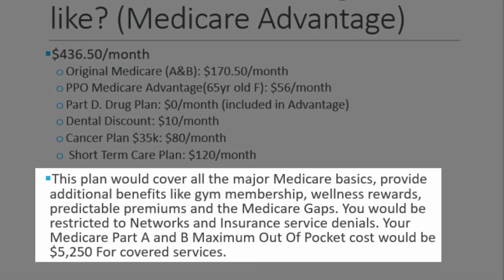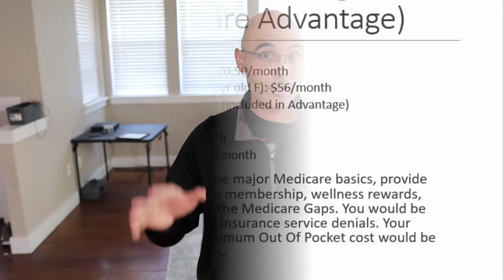This plan would cover all the Medicare basics, provide additional membership benefits like gym membership, wellness rewards, predictable premiums, and unfortunately, you'd still be accustomed to the Medicare gaps. You would have restricted networks and the insurance service denial. So for Medicare Advantage folks, be sure you keep those things in mind, as that can be something you can avoid simply by choosing a Medicare supplement plan. And the cost difference as far as how I cost things out as far as risk, Medicare supplement plans are a little bit more expensive, but your risk that you're taking on is much less.